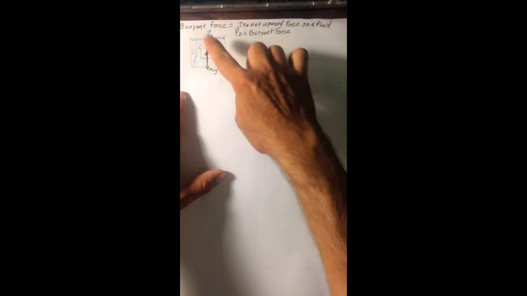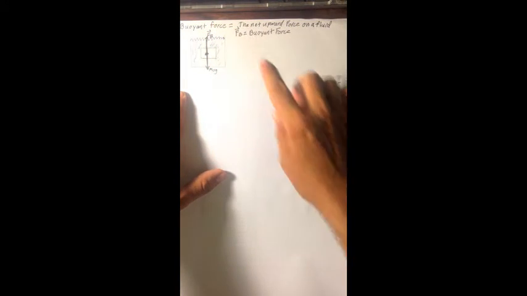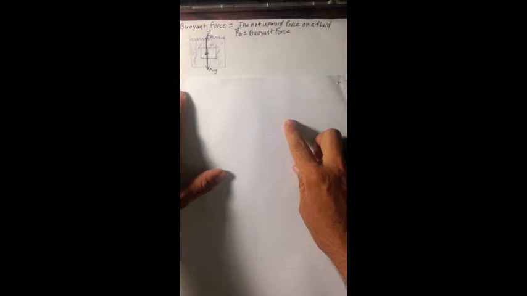I'd like to first start off with stating Archimedes' principle. A fluid exerts an upward buoyancy force on an object immersed in or floating on a fluid. The magnitude of the buoyancy force equals the weight of the fluid displaced by the object.